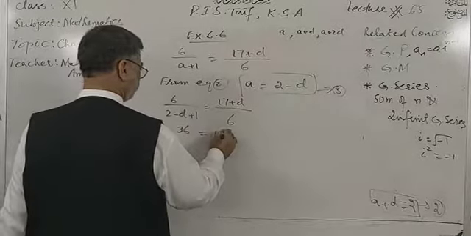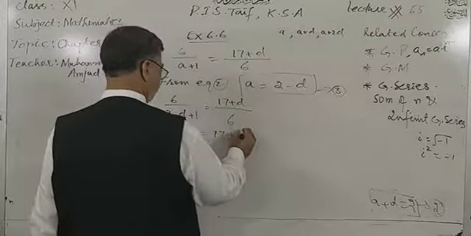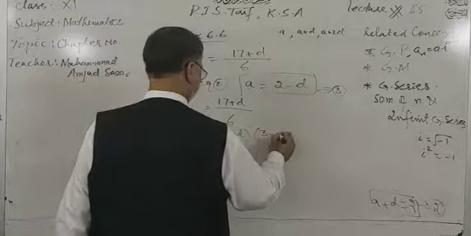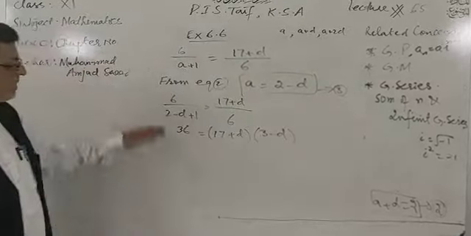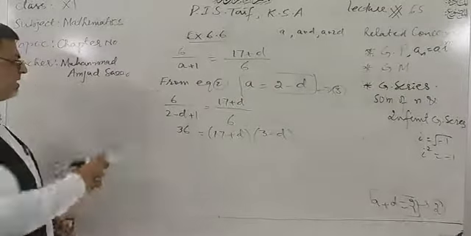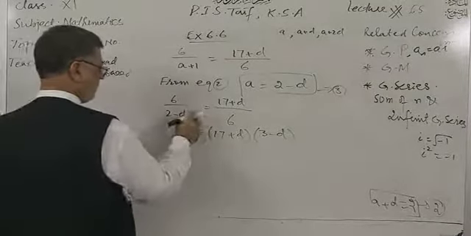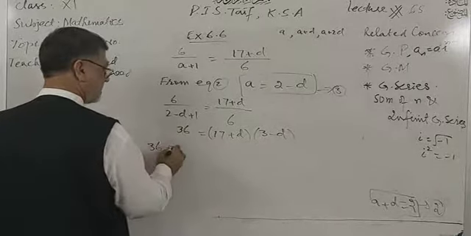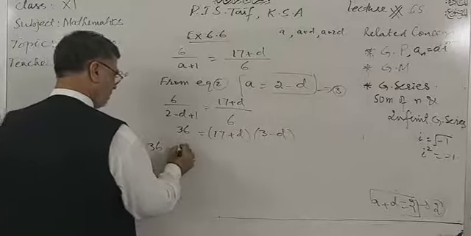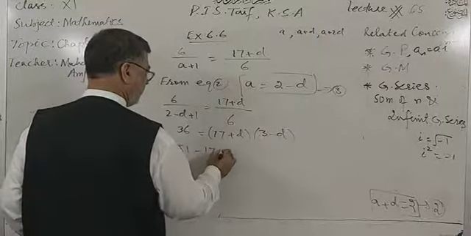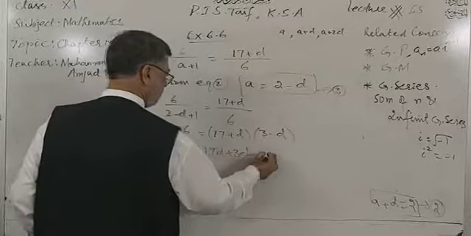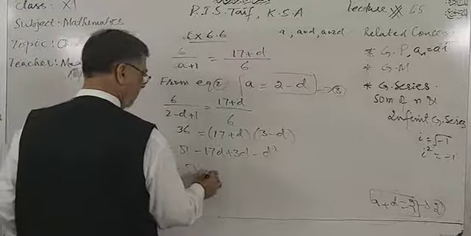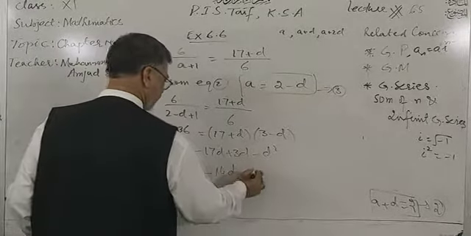36 is equal to 17 plus D into 3 minus D. Dear students, by cross multiplying, you get 6 into 6, 36, and 2 plus 1 is 3. 36 is equal to, what will that be? 51 minus 17D plus 3D minus D squared. 36 is equal to 51 minus 14D minus D squared.